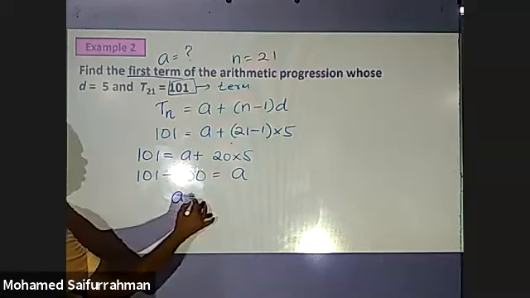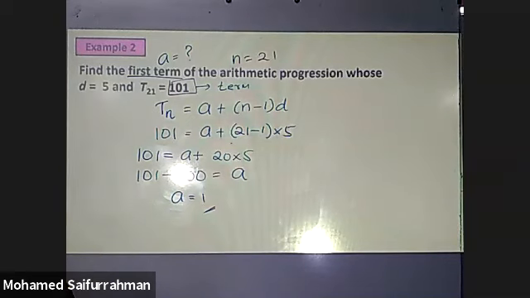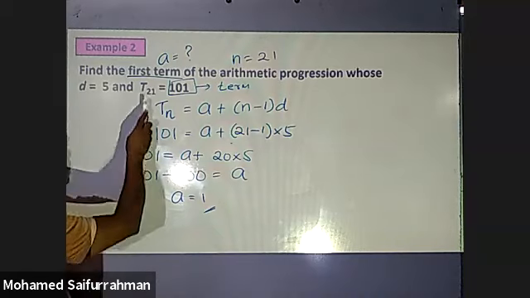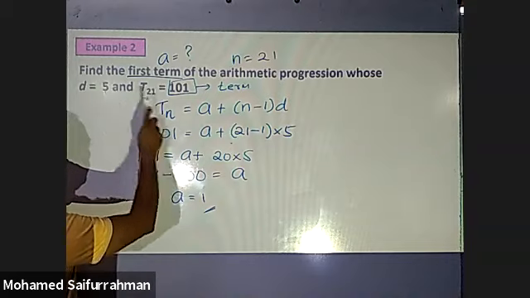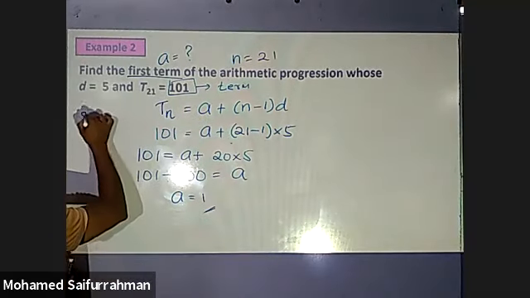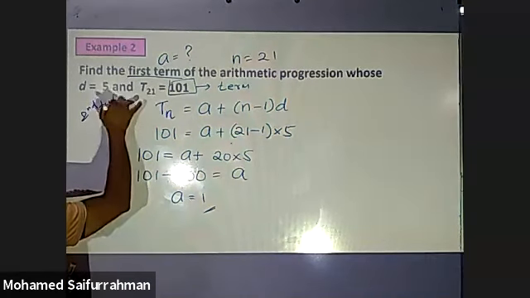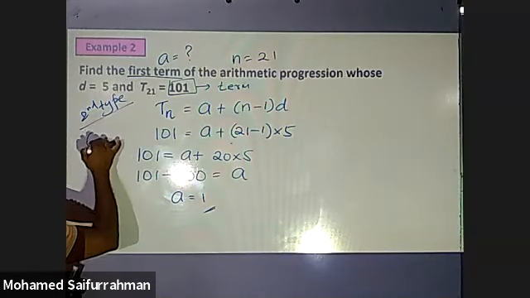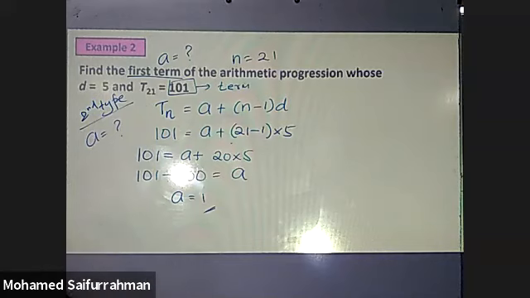So A equals 1. And that is how to use this equation to find the first term of an arithmetic progression when the term and the common difference are given. This is the second type: finding A.